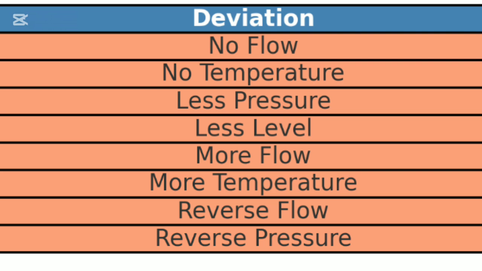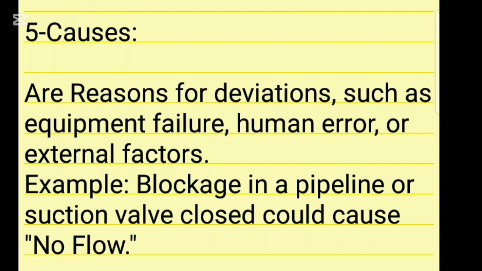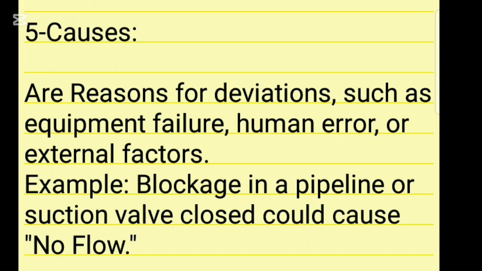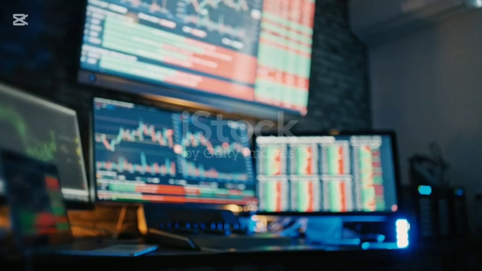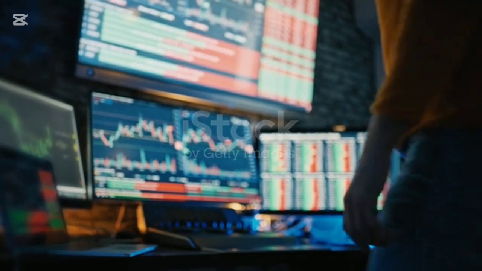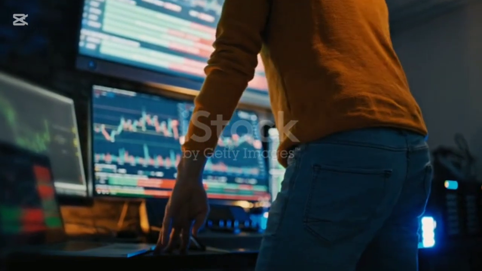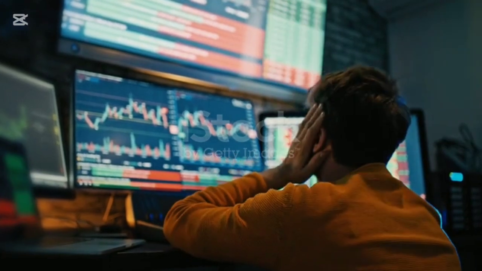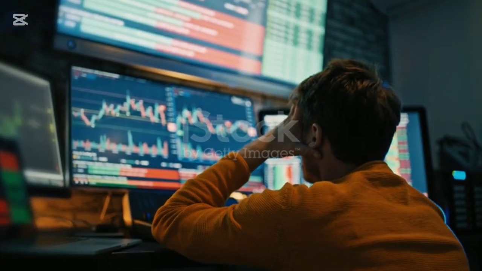The next terminology is causes. Causes are reasons for deviation, such as equipment failure, human error, or external factors. For example, a blockage in the pipeline or a closed suction valve could cause no flow.